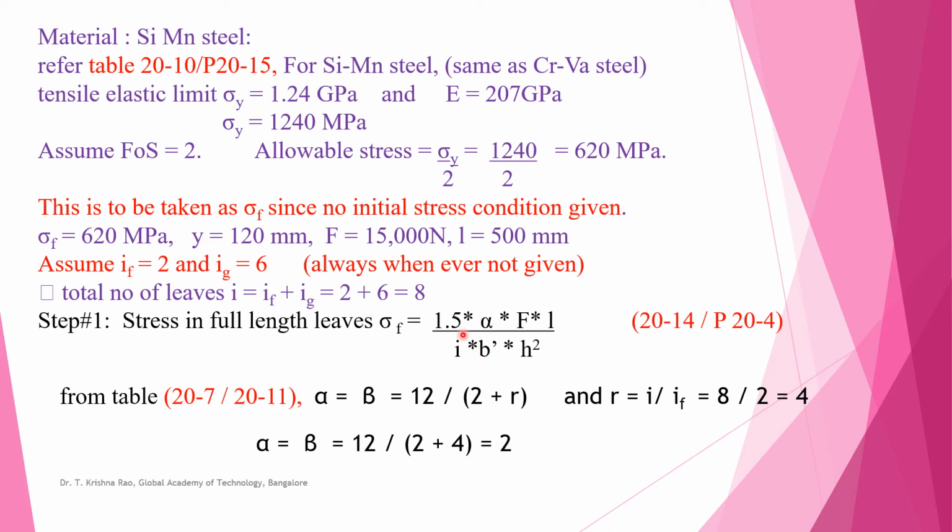Sigma F equation: 1.5 alpha FL by I B dash H square. Equation number 2014 plus 24, last equation. In this, alpha and beta from the table we have seen earlier, Table 20-7 plus 2014. Alpha equal to beta equal to 12 by 2 plus R, and R is I by IF. Total number is 8, IF is 2, the ratio is 4. If I substitute that 4 here, 12 by 6 is 2. Alpha and beta are 2 each.